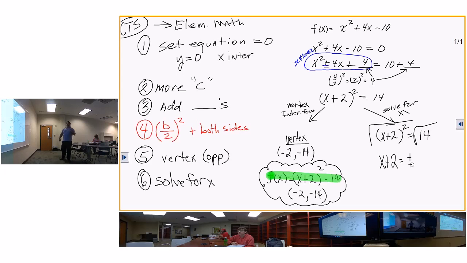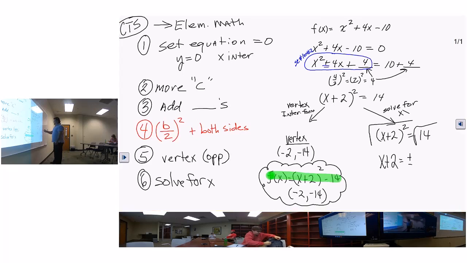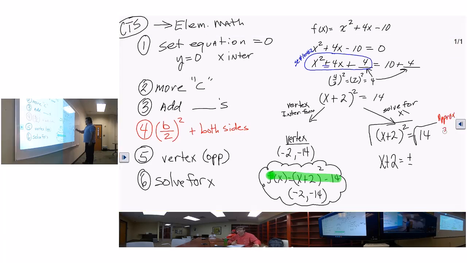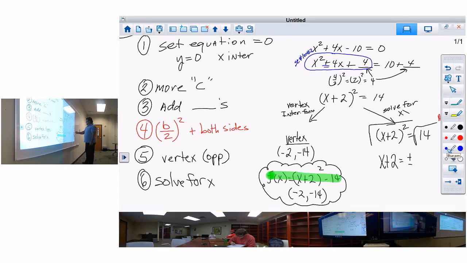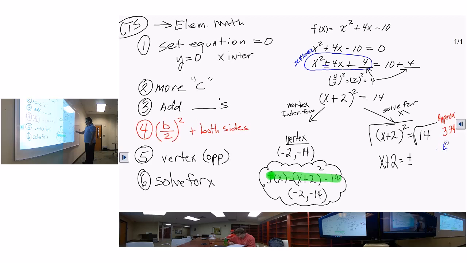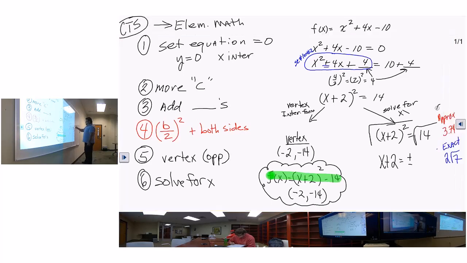Now, for your homework, is everybody listening? For your homework and your test, they may ask for an approximate or they may ask for an exact. I'm going to write those down for you. Somebody take the square root of 14 in your calculator. What do you get? 3.74. Okay, 3.74. And then if you did the exact, it would be 2 times the square root of 7. All right, this is what you would have for your homework.